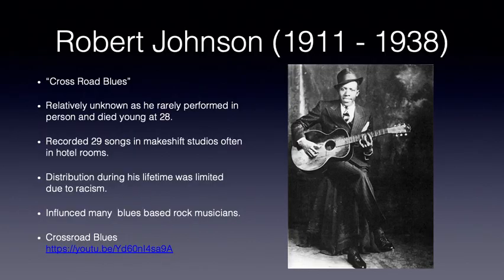Robert Johnson is the Mississippi blues musician of note. It's not that there weren't others, but he is the central figure. Dies relatively unknown, young, at age 28. Records 29 songs in makeshift studios and hotel rooms mainly. And distribution is limited due to racism during his lifetime. But man, is he influential to everybody that comes after him. Crossroad Blues has been covered by so many later rock, rhythm and blues musicians. And we're going to come back to it several times.